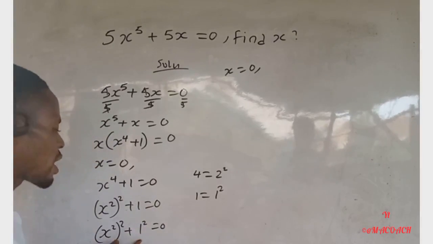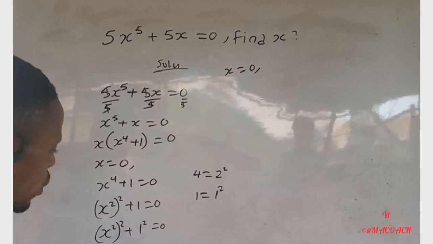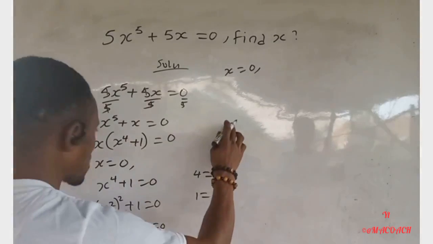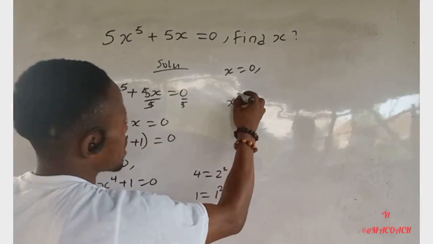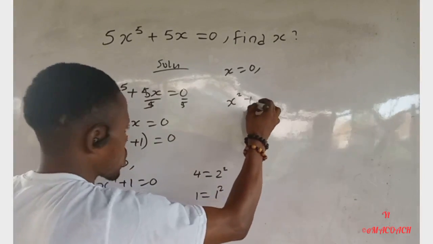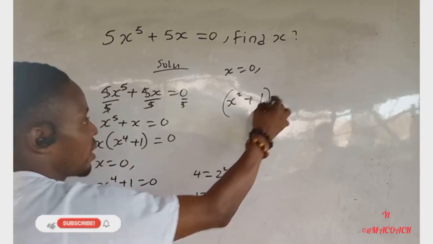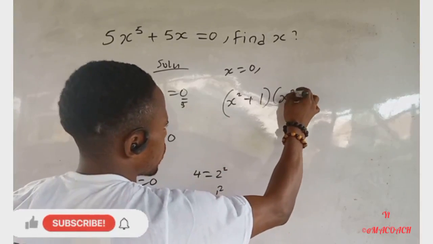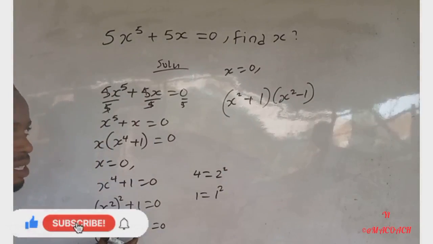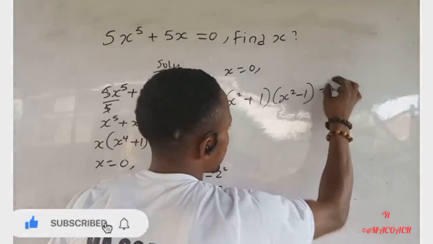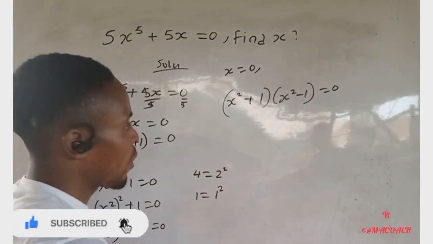Also here, this is a difference of two squares, and it can be factorized as (s to the power 2 plus 1, close brackets) and also (s to the power 2 minus 1, close brackets). So that is the factorization of this, equal to 0.